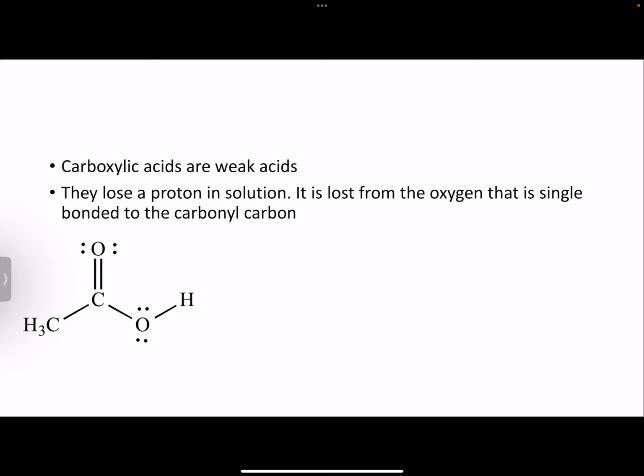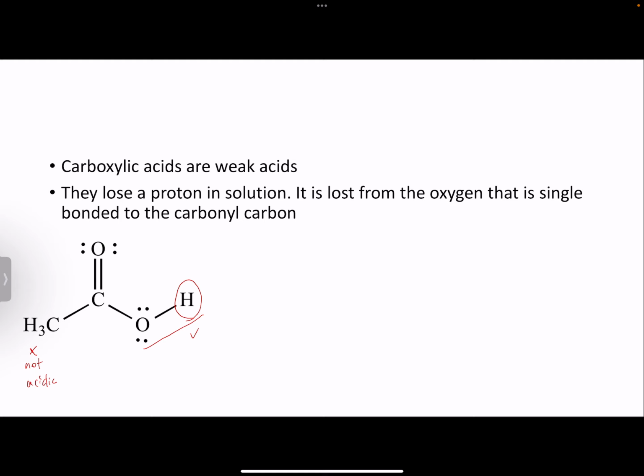So carboxylic acids are weak acids. They lose hydrogens in solution, and that's how they raise the hydrogen ion concentration. And it is always the hydrogen bonded to the oxygen in this case. We do not lose these hydrogens here. They are not acidic, so they cannot be dissociated or ionized. But this hydrogen is acidic. And when we study later on in our unit, we'll learn more how we can determine that mathematically.